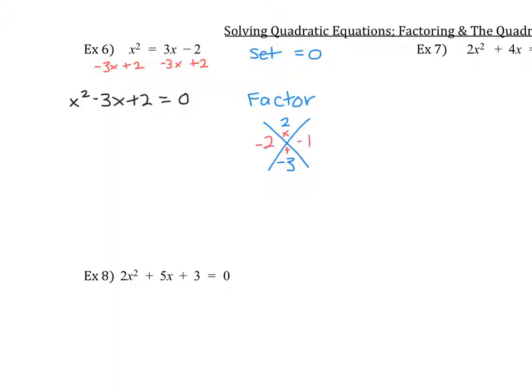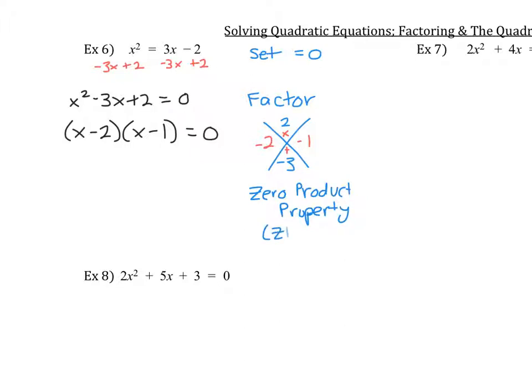Those are the numbers that are going to be inside our factors, and our factors are actually x minus 2 times x minus 1, and then of course we still have equals 0. Notice the numbers from our magic x appear inside our factors. This is one factor, this is another factor. From here, we're going to use what's called the zero product property, which I always abbreviate with ZPP. So if you ever hear me say ZPP, it's zero product property.